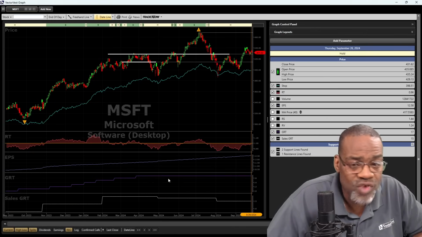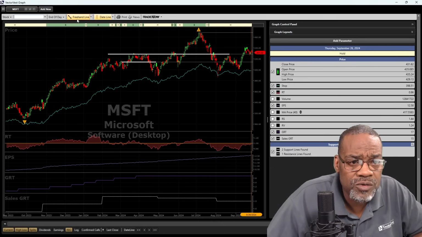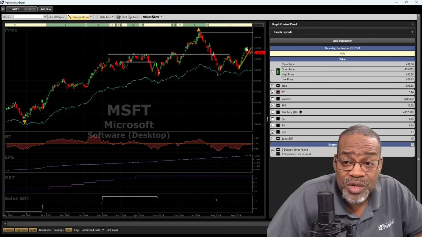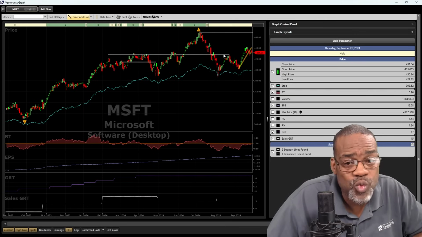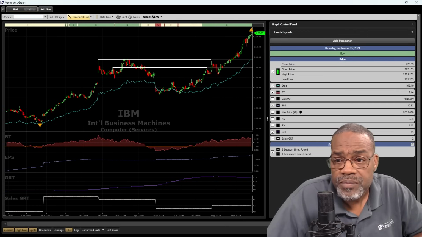Microsoft, rising earnings growth. Trend line. Let's go draw me a little trend line right here. It's kind of parabolic, but that's my trend line connecting the lows. I like that we broke above, but look at that. We came back down below the trend line and now are testing this as a level of support. I would wait on Microsoft. Let's go to the next one.